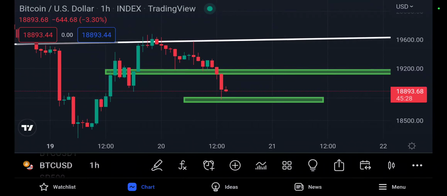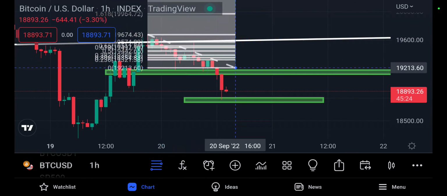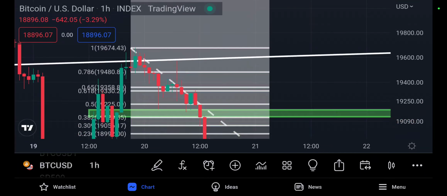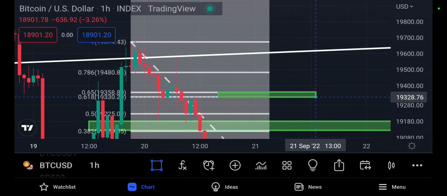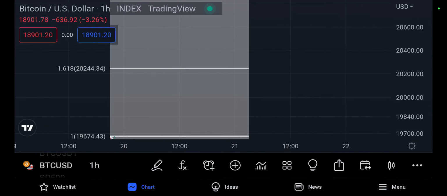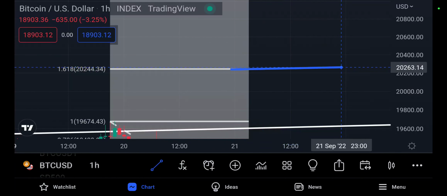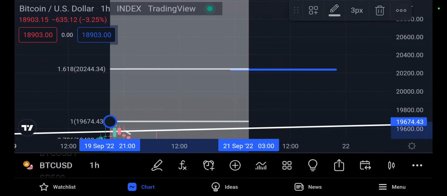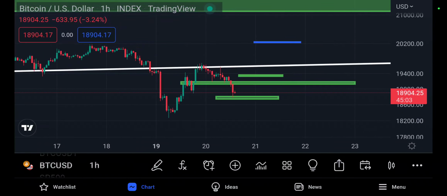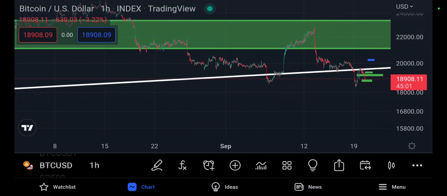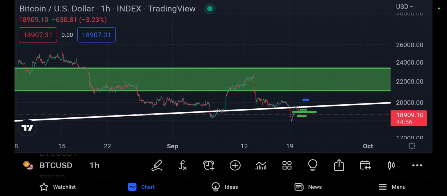Now, I'm just going to take another Fibonacci retracement from this top price. Look at the 0.618 on the upside. And then ultimately the 1.618 should be hitting real soon. Let's delete this. Before we ultimately start heading back up.